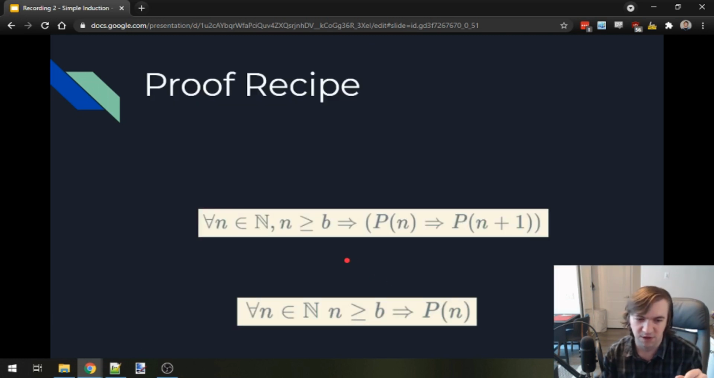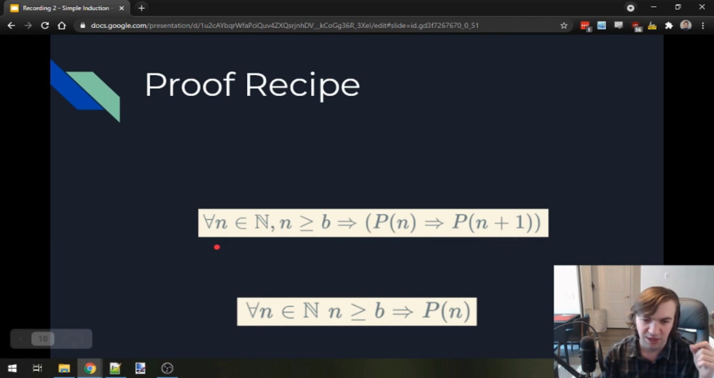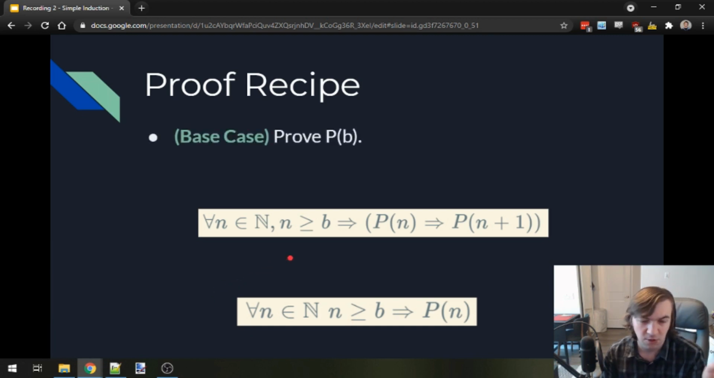So here is sort of the recipe that we're looking for. For all natural numbers, if n is at least b, then we want to show that anytime the predicate holds for that arbitrary number, it must also be true for the one after it. If we have this, we can then show that it is true for all of our natural numbers. So the base case here is to prove that our predicate holds true for that initial number. For that very first situation, it must hold, and we have to just do that on its own.